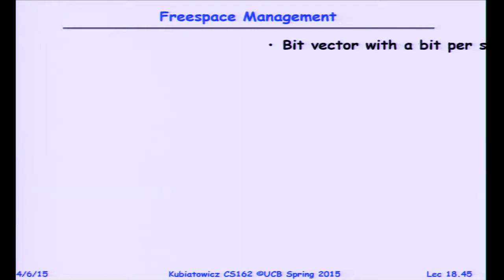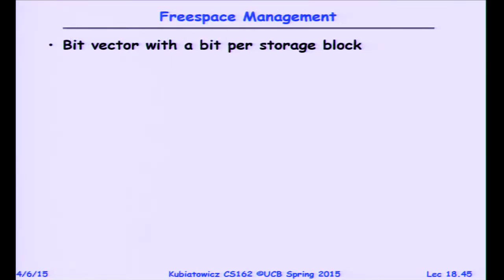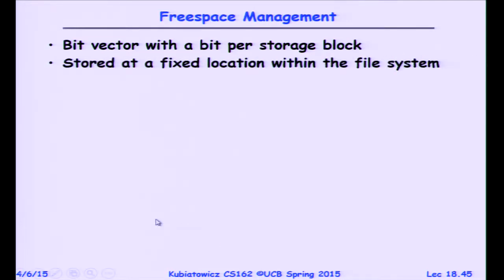All right. So let's talk a little bit about free space, and then we'll continue this next time. Basically, the nice thing about all the blocks being the same size is we can use a bit vector with a bit per storage block. And this is stored at a fixed location in the file system, saying which blocks are free.